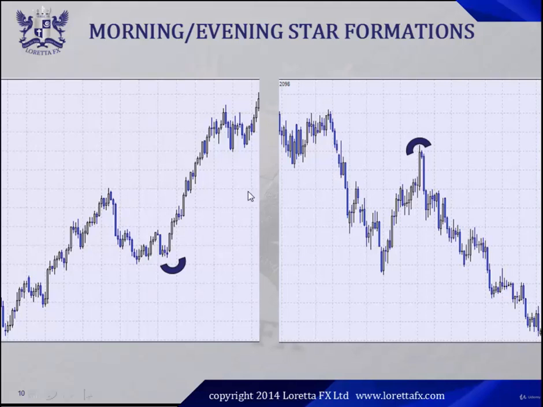Here we have a morning star, and in this example you can see that the morning star is made up of several candles. Okay, so morning star, market rallies. Evening star, market falls.